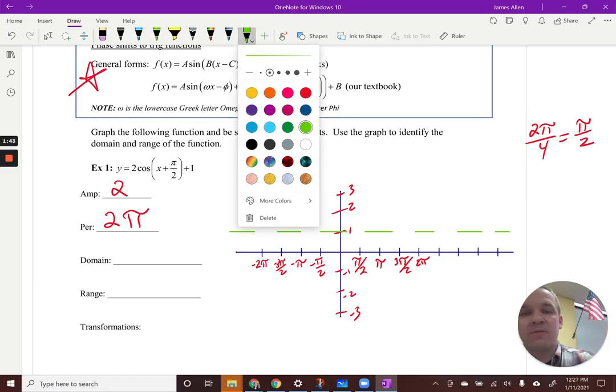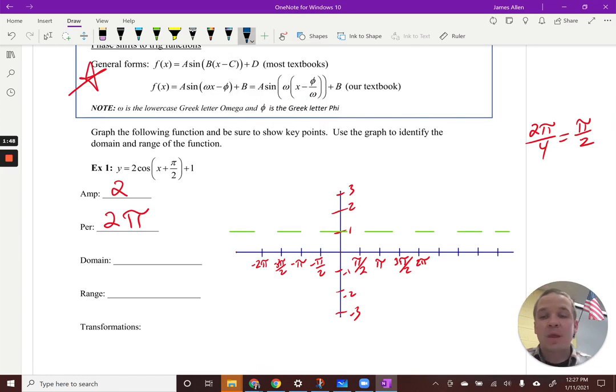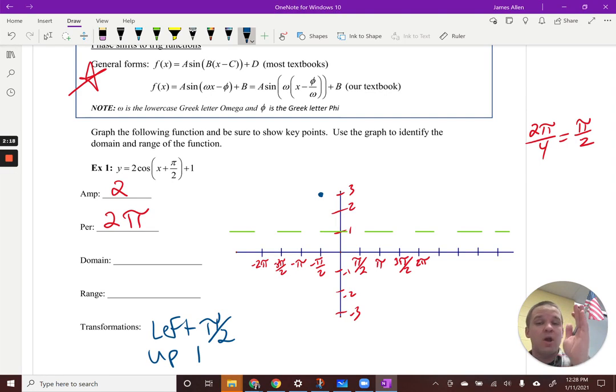Now, normally my cosine function would start 1 above the midline. I'll use blue for my graph. But since my amplitude is 2, I'm starting 2 above the midline. But also, with this plus pi over 2, I'm moving to the left pi over 2. So in my transformations area, I write down left pi divided by 2 and up 1. We did those 2 transformations, left pi over 2 and up 1. So my point would be starting right here. I start above the midline, 2 above because of the amplitude, and I shifted to the left pi over 2.